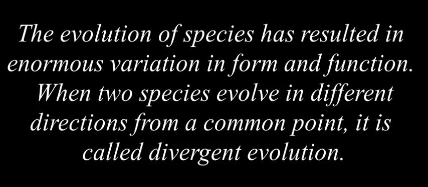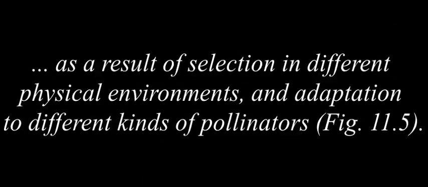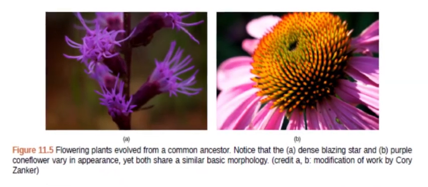The evolution of species has resulted in enormous variation in form and function. When two species evolve in different directions from a common point, it is called divergent evolution. Such divergent evolution can be seen in the forms of the reproductive organs of flowering plants, which share the same basic anatomies. However, they can look very different as a result of selection in different physical environments and adaptation to different kinds of pollinators. Figure 11.5.